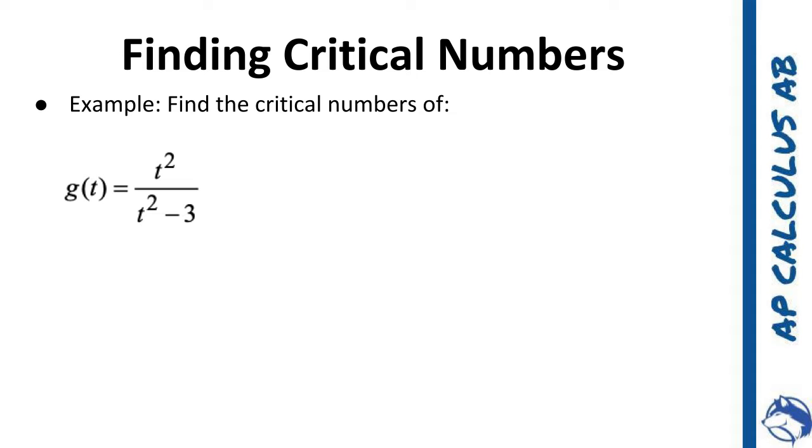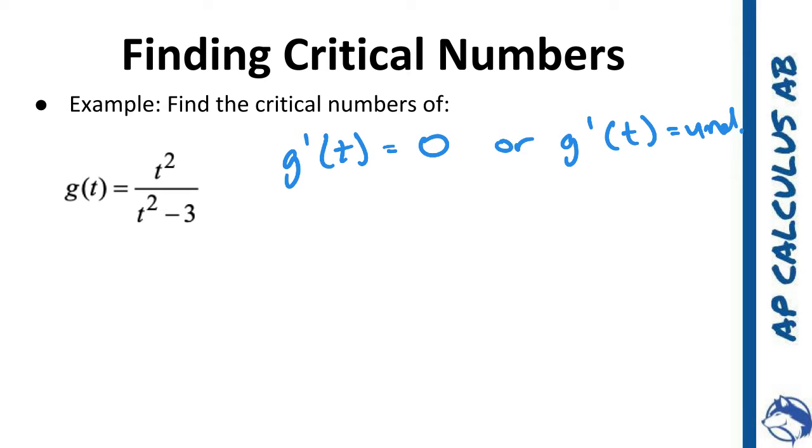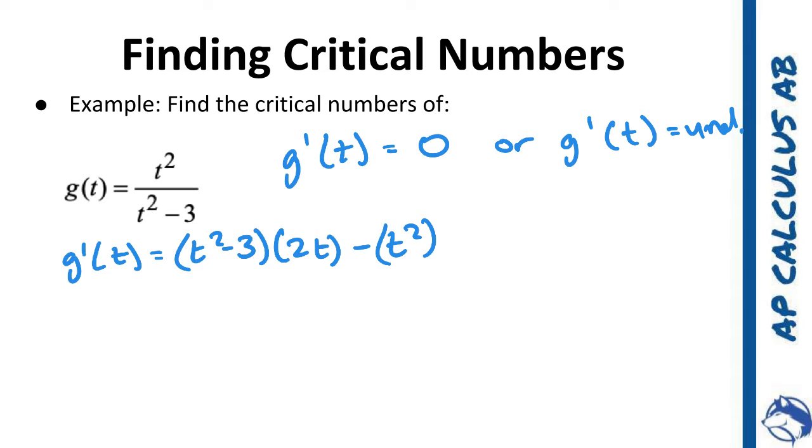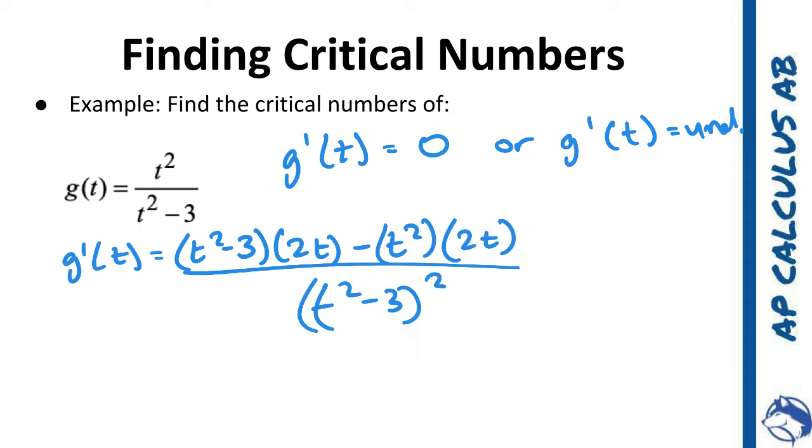Okay, so for finding the critical numbers here, we want to find out where g prime of t is equal to 0 or g prime of t is undefined. So I first need to find g prime of t, and g prime of t is going to be low times the derivative of high, minus high d low, which is 2t. All of this is going to be over t squared minus 3 squared.